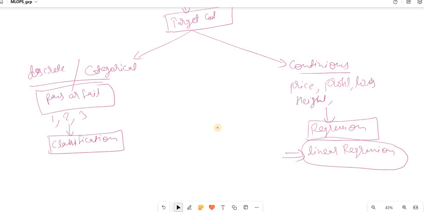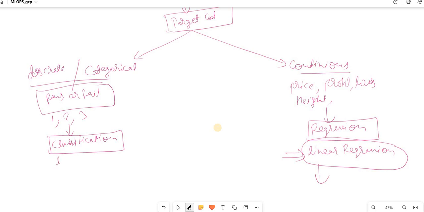Okay. Now suppose our target is like this: we need to predict the city, whether a specific house is from Bangalore, Pune, Hyderabad, Delhi, somewhere like that. So that could be categorical. For that categorical target, we need to apply a classification kind of algorithm. In regression there are also multiple algorithms, and in the same way in classification.